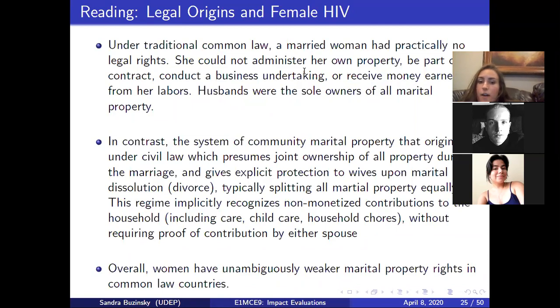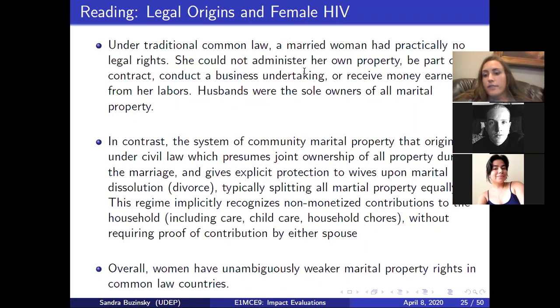In contrast, for the civil law, they had a system of community marital property. That presumes joint ownership of all property during the marriage. Joint ownership means that the wife and the husband share ownership of whatever assets they have. And also, in the situation of divorce, it protects the woman, basically equally splitting all marital property.